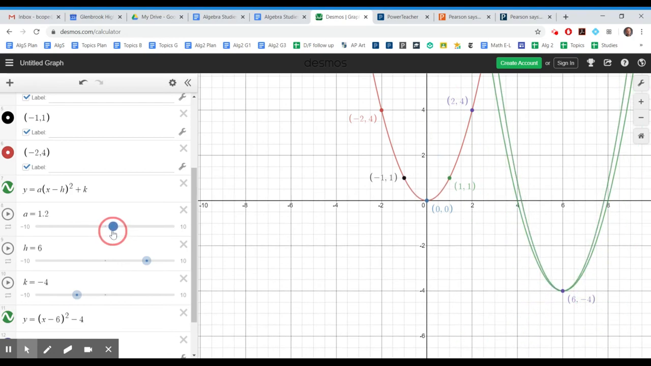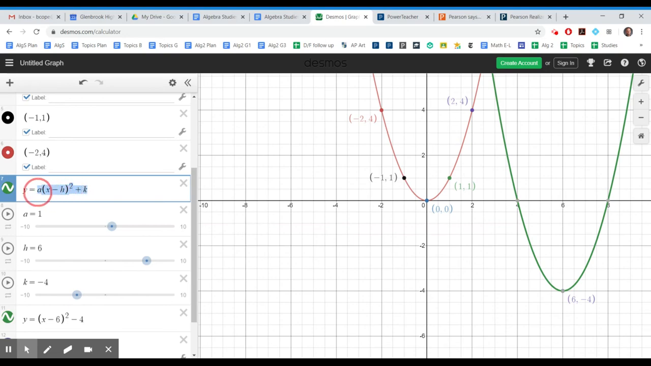Okay, so what you see here that I'm about to highlight, that thing is called vertex form of a parabola. It reveals the a value, which tells us how wide or narrow the parabola is and whether it opens up or down. The h value tells us how far the parabola has moved either left or right. Remember that it's the opposite of what you see. And the k value tells us whether the parabola has moved up or down.